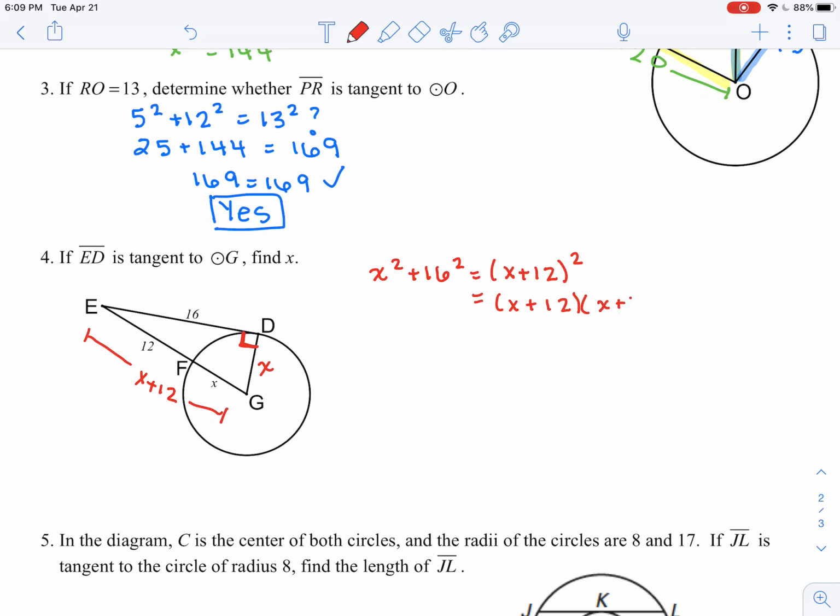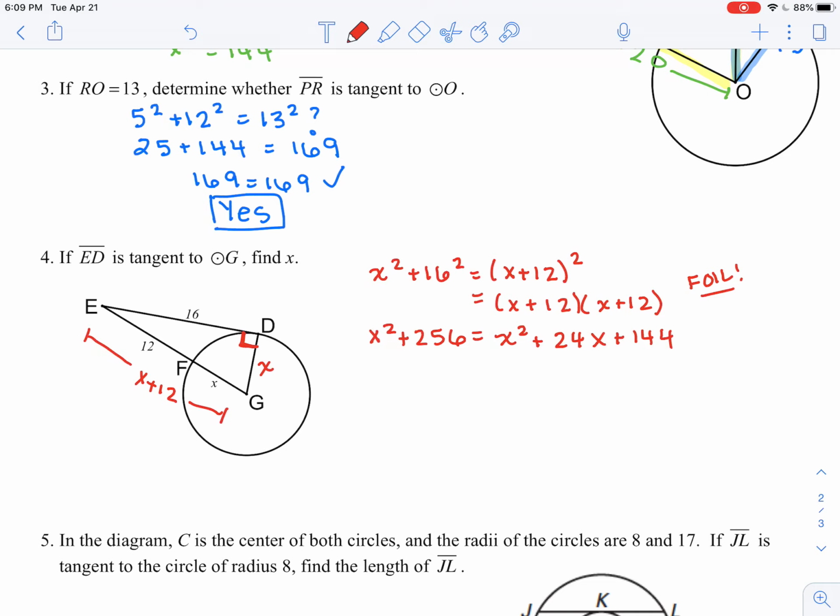When you square something, it means you multiply it by itself. So you need to write out the 2 parentheses and then FOIL. Of course, if you know the special formula, you can use that as well. Either way, once you FOIL, you should get that x squared plus 24x plus 144. On the left side, I still have x squared plus 16 squared is 256.